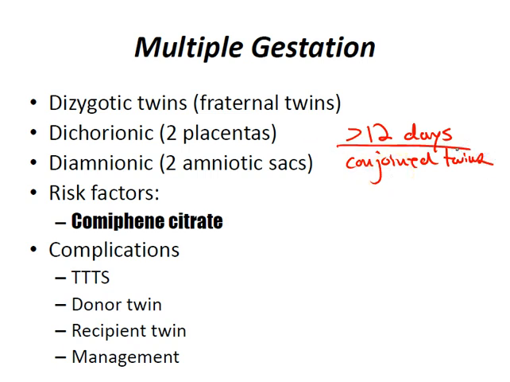Now, the risk factors for multiple gestation pregnancies include a family history and reproductive assistance. Now, the good old baby maker is clomiphene citrate, or Clomid. It's a selective estrogen receptor modulator and inhibits the negative feedback of estrogen and results in an increase in FSH.